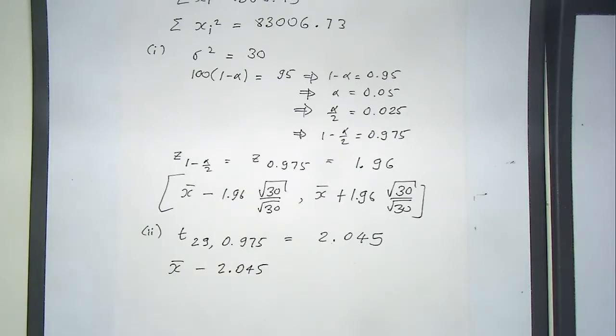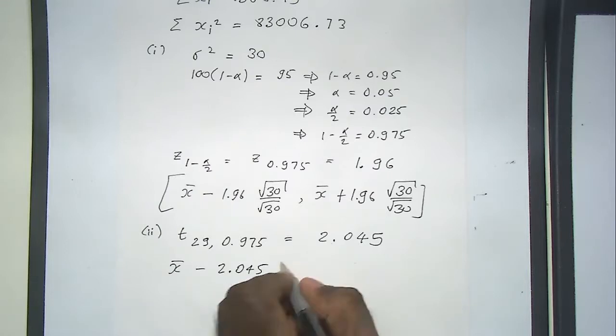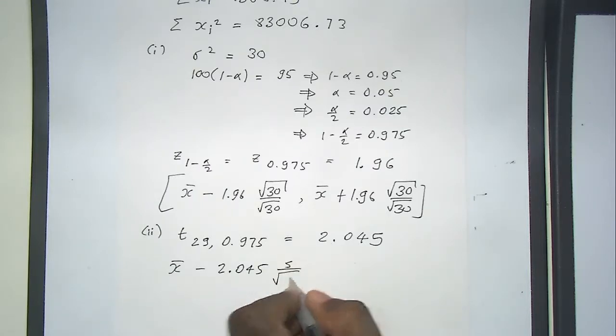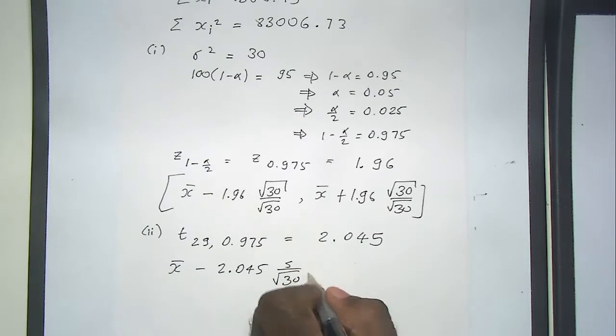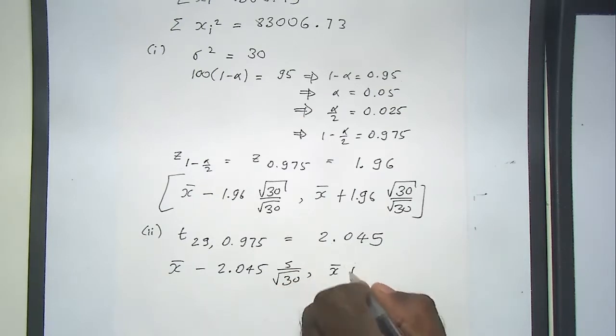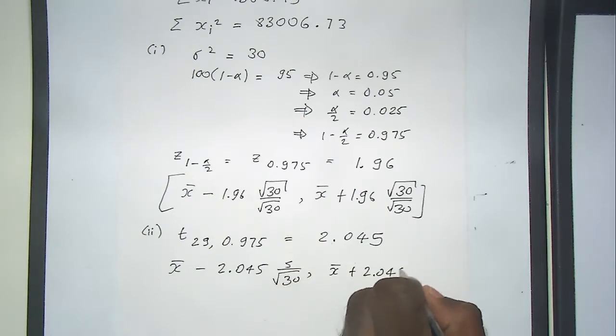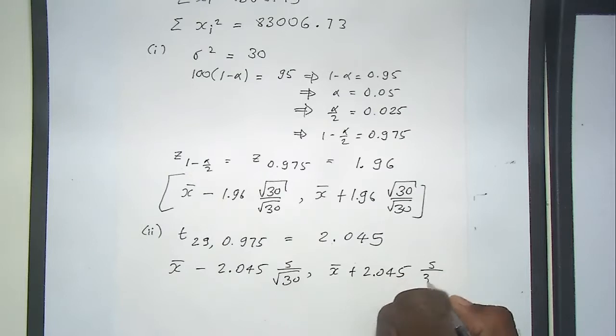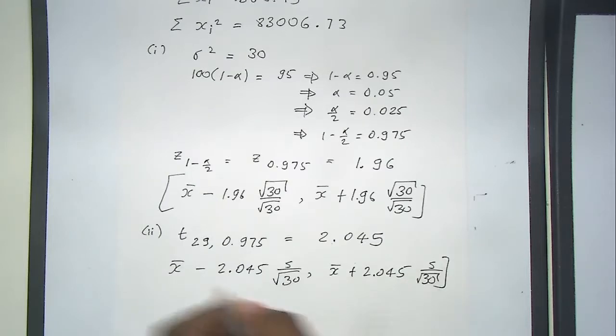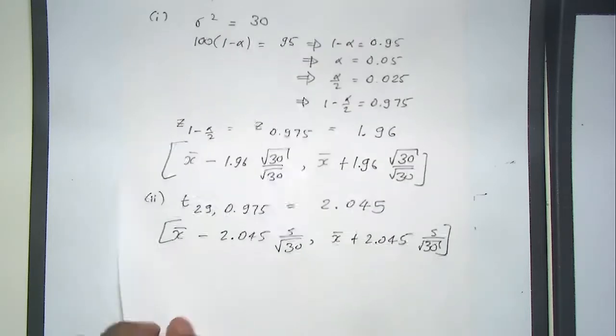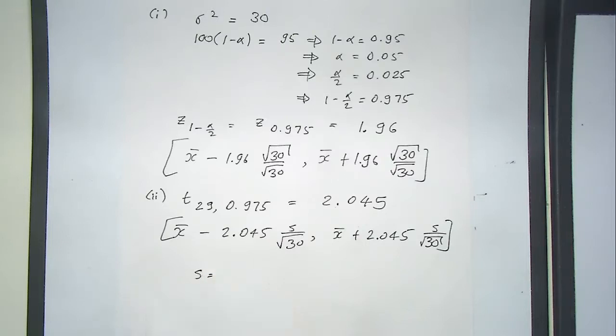2.045 s divided by the square root of 30, to x bar plus 2.045 s divided by the square root of 30. I will show you how I compute s in a minute. To compute s, there's a formula. I think it's in the notes somewhere. If you look up in the notes, it's given by this formula here.